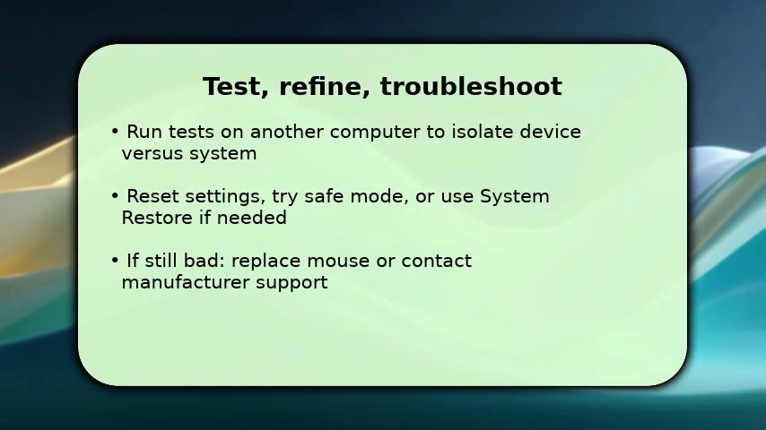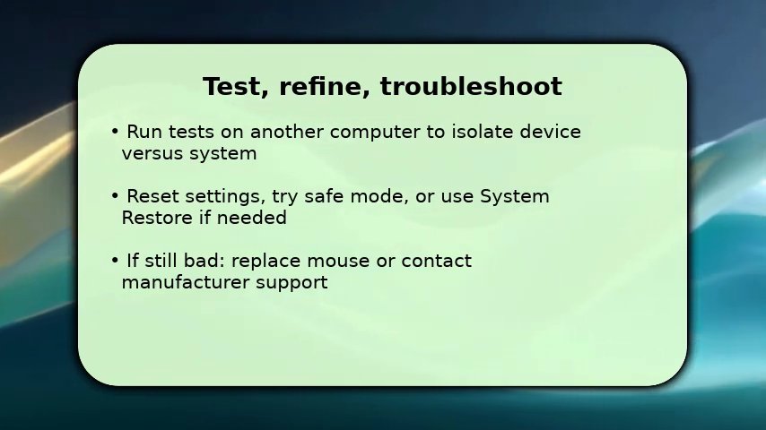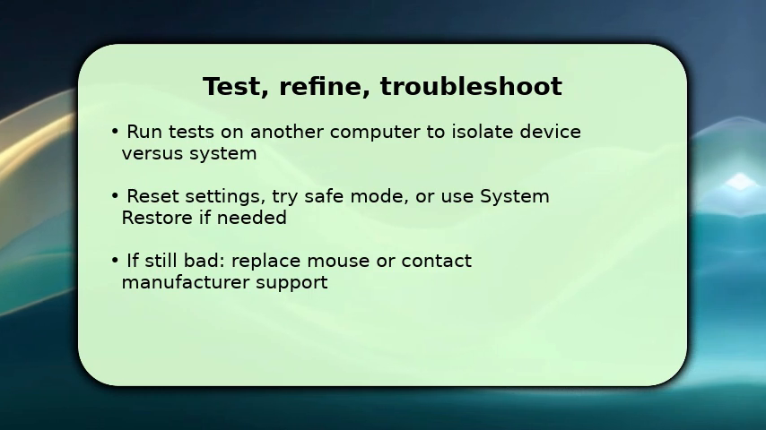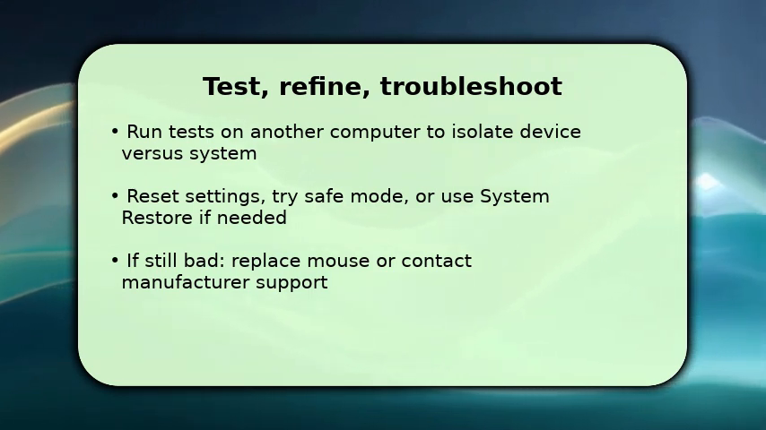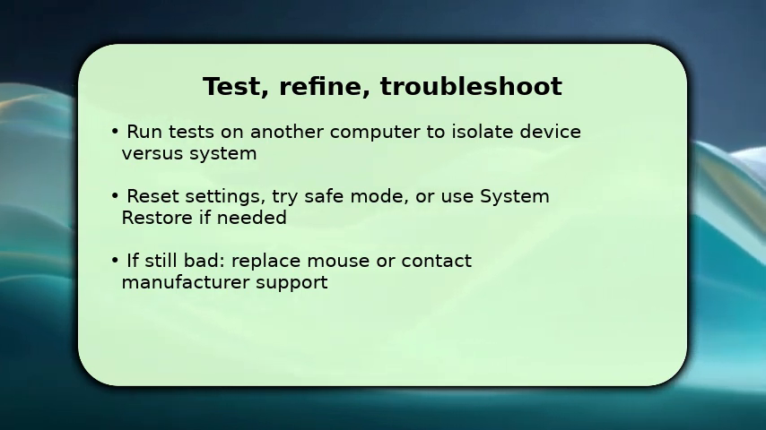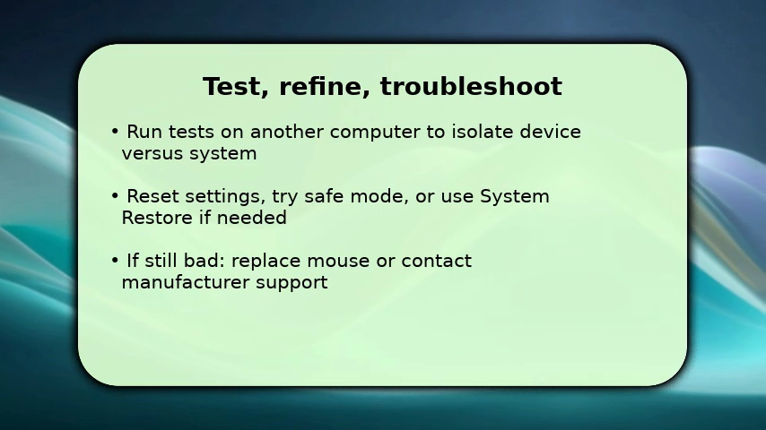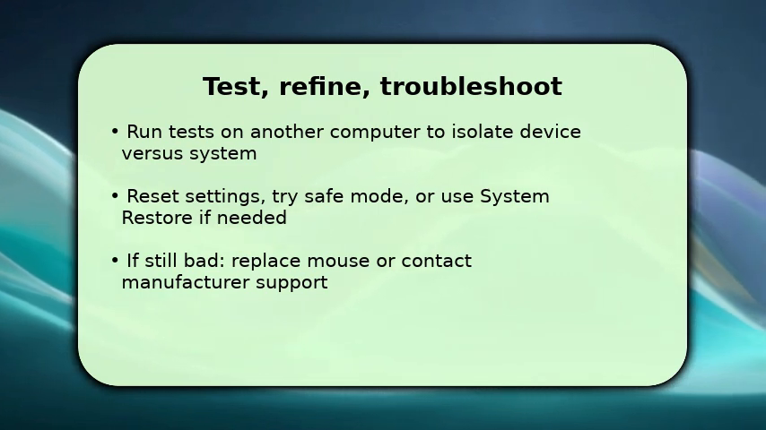To finish, systematically verify whether the issue is the mouse or your system. Test the mouse on another computer. If it still acts up, the hardware is likely faulty and replacement is recommended. If it works elsewhere, reset your settings, boot into safe mode to rule out drivers or third-party conflicts, and use System Restore if the problem started after an update.